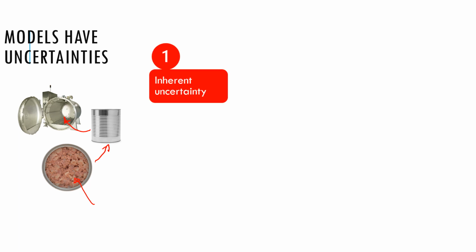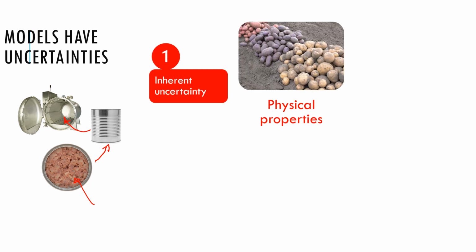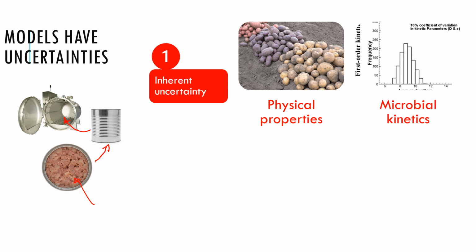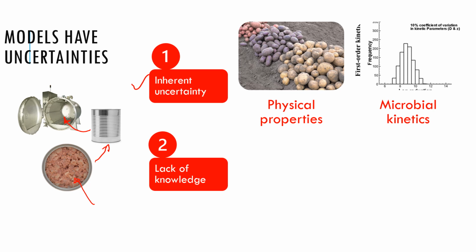Then the material, the potatoes, they have inherent uncertainty in them because their physical properties can have natural biological variability. Now, we're doing canning, we're trying to destroy bacteria, so the microbial kinetics that we need to know, that will decide how long we're going to heat, that also has natural biological variability. These inherent uncertainties need to be considered in the simulation results that we provide. There is also this other kind of uncertainty simply due to lack of knowledge.